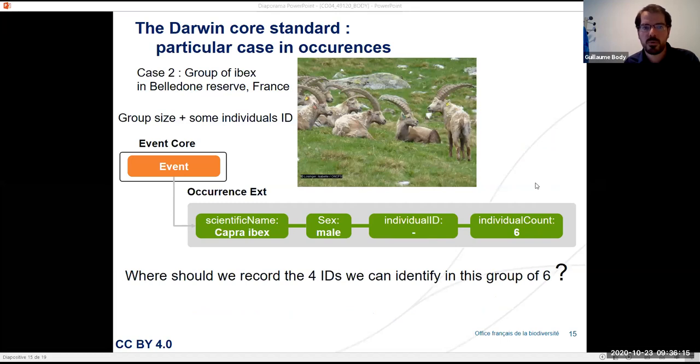It's the same problem when you check a group of individuals. It's very easy to record the group size of this occurrence, but when you want to record as well the identity of individuals, it's quite complicated. And it's more complicated when you just have some IDs and not all of them.